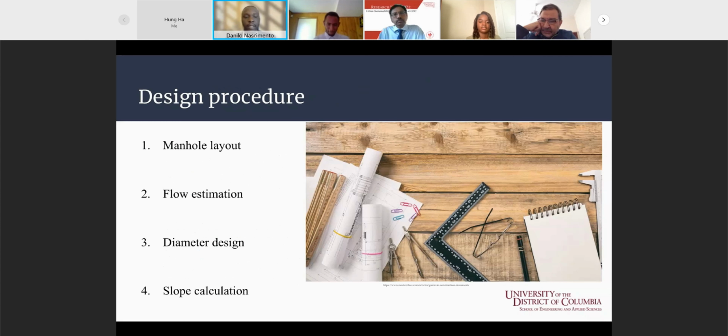We started with the manhole layout and design procedure. Then we followed with the flow estimation. Then we did the diameter design, and we finished off with the slope calculation. Next slide, please.